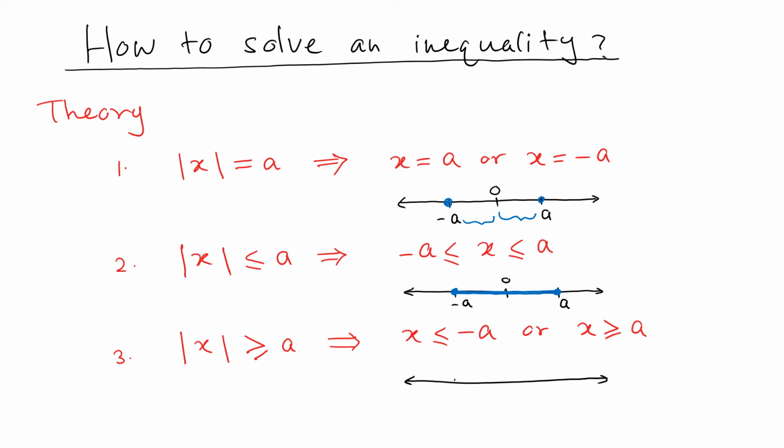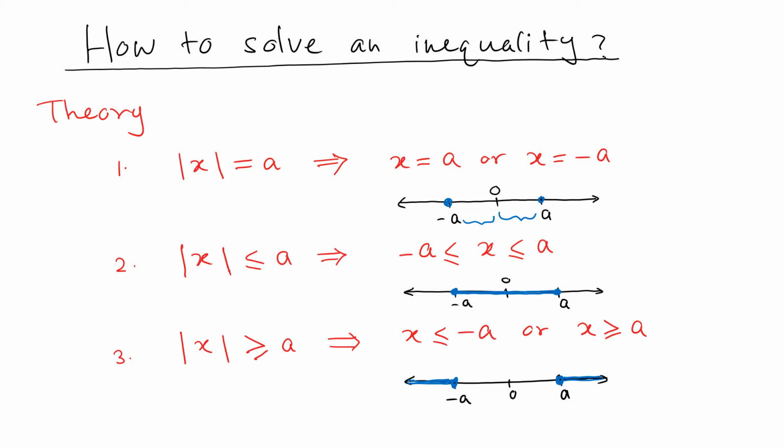As the last case, we have the same two values, negative a and a. What this says is that the distance from the origin has to be bigger than a. The only way that can happen is on this side, where the distance is more than a, or on that side. Since there's an equal sign, we can include the endpoints also. That's the graphical interpretation of the solutions of these inequalities.